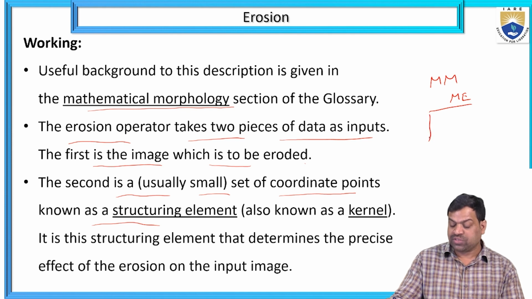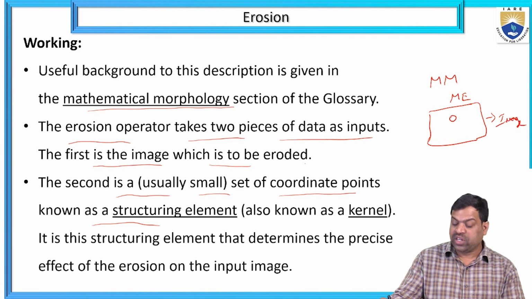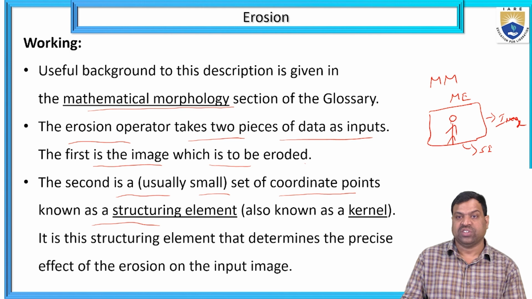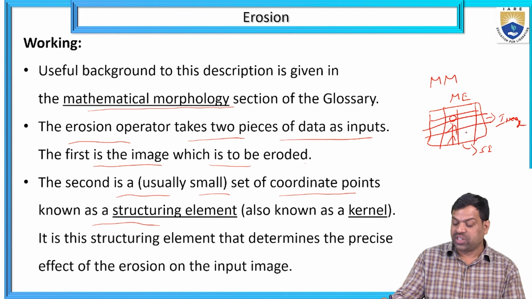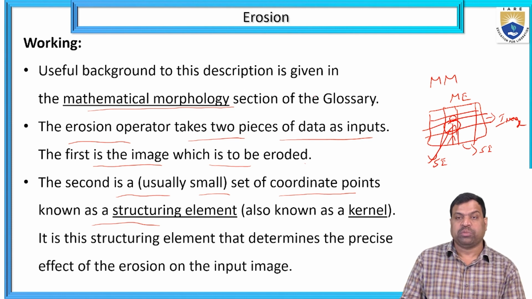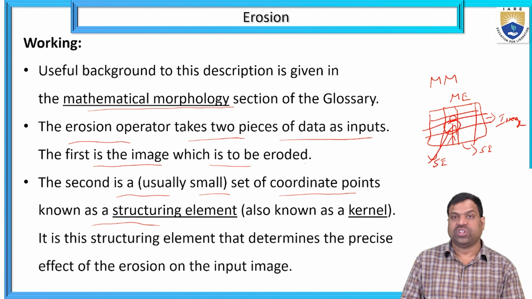Suppose I am taking one image with an object. For this object, first we have to take the structuring element. What is the structuring element? I take it in the form of a matrix: 1 by 1, 1 by 2, 1 by 3, or like this. The middle point of this matrix is the structuring element. Say I am taking 3 by 3; the middle one is the structuring element. The background of this description is given in the mathematical morphology section of the glossary. So what is the need of mathematical morphology? Why?